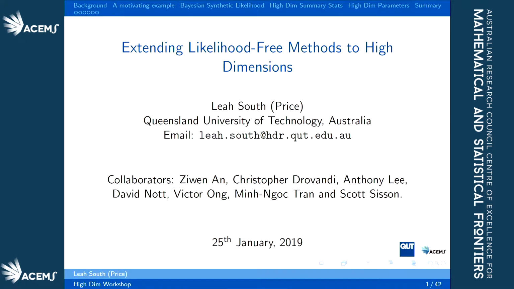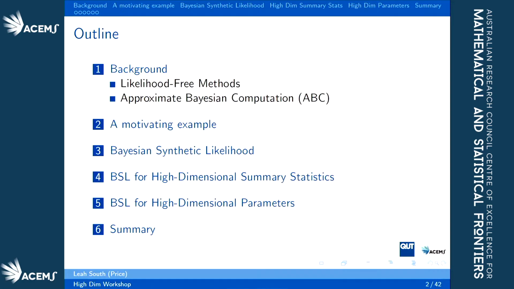And so for the majority of the talk, I'll be talking about high dimensions in terms of high dimensional summary statistics. But just for completeness for this audience, I'm going to mention at the end some extensions that have recently been done by other authors for high dimensional parameters. The main work is with Suen, Chris Giovanni, Anthony Lee, and David Knott. And that last bit I'll be talking about was with Victor Mcmc and Scott Sisson.